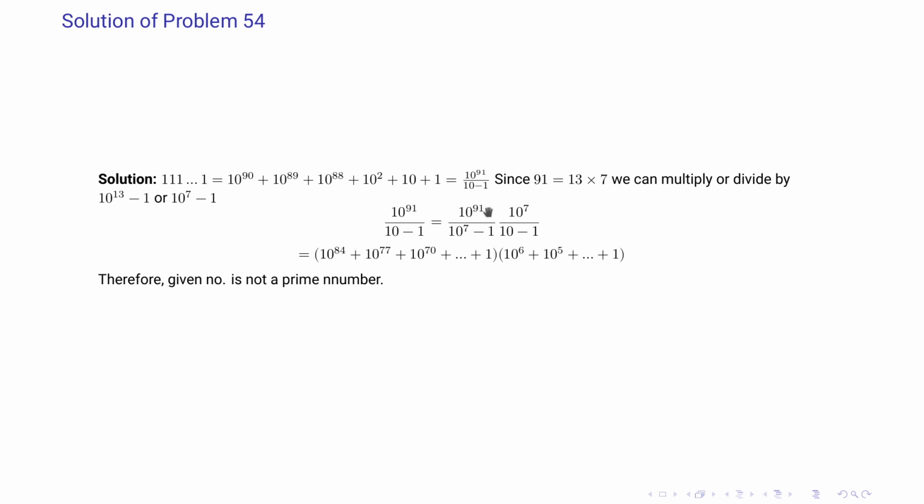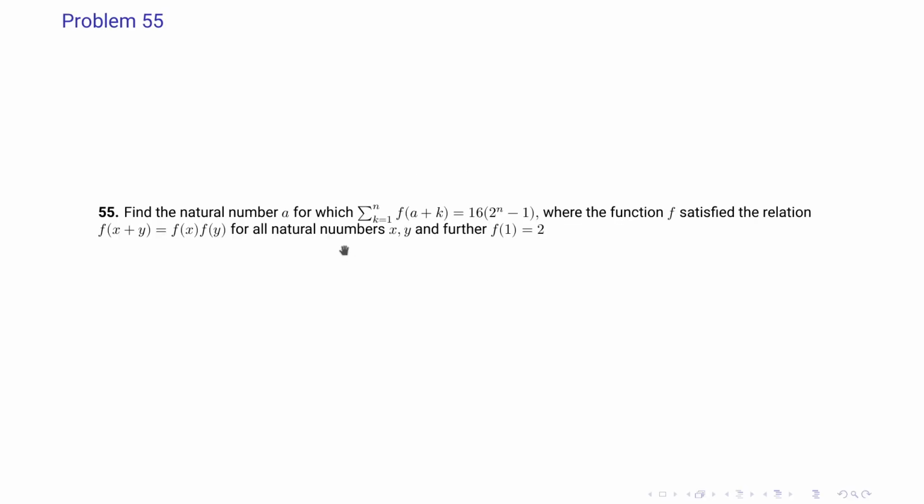10 to the power 91 minus 1. There should be a minus 1 here. It's a bad typo. Now we divide this by 10 to the power 7 minus 1 and multiply with 10 to the power 7 minus 1. So it would be 10 to the power 84 plus 10 to the power 77 plus 10 to the power 70, and so on. So see that this is an integer, therefore the given number is not a prime number.